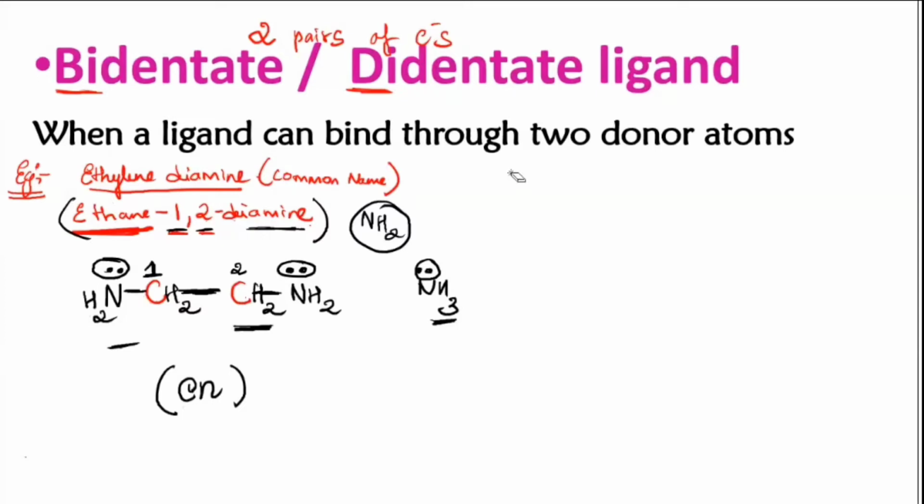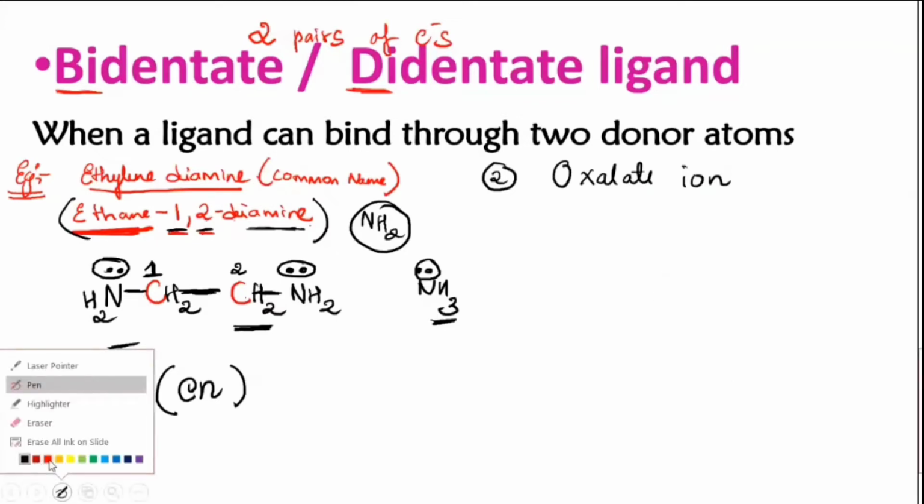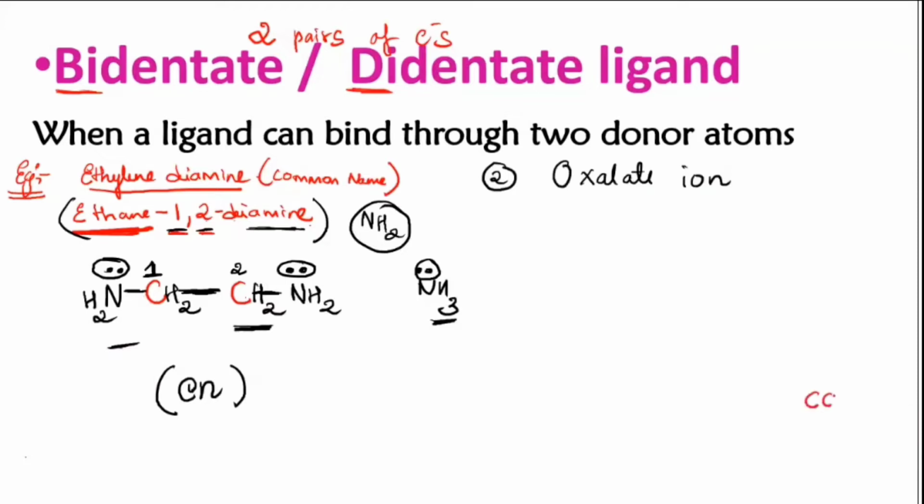Second example for didentate ligand, that is oxalate ion. Oxalate ion is derived from oxalic acid. Oxalic acid is this, COOH and COOH. It's a dicarboxylic acid having two carboxylic acid groups, so they are called dicarboxylic acid.